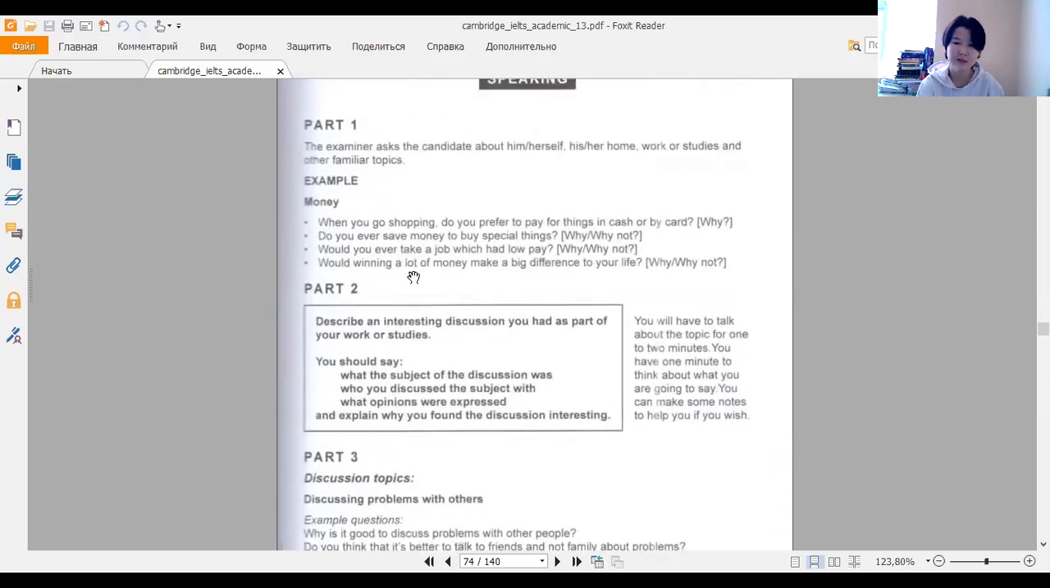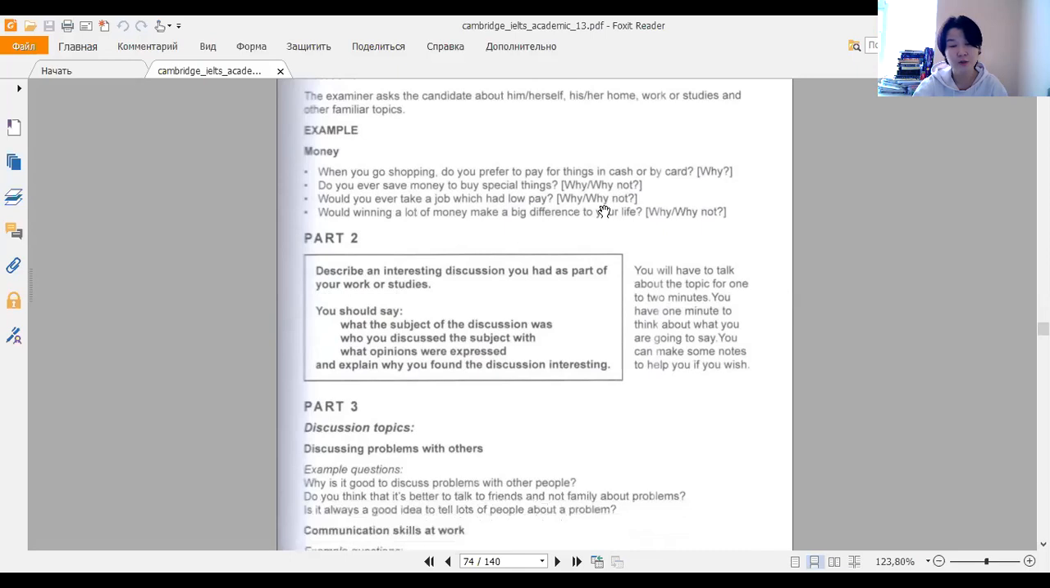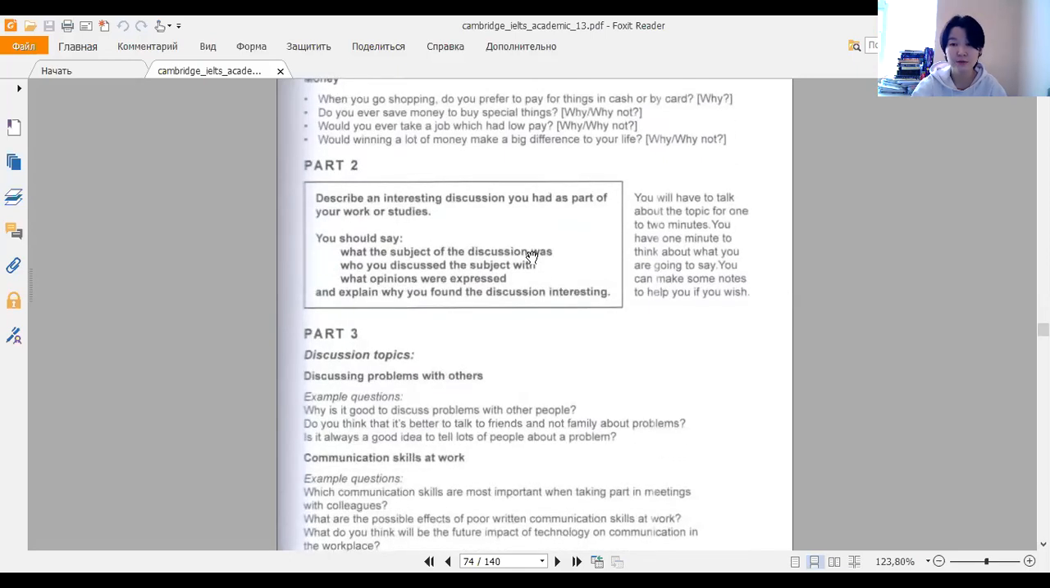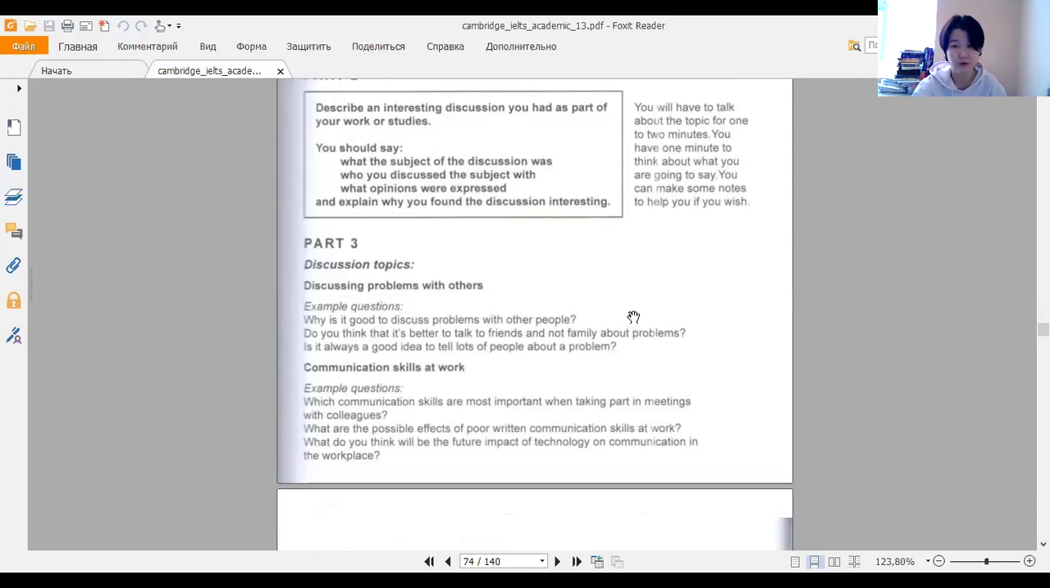While part one has simple questions like, do you ever save money to buy special things, about saving ability? Or would you ever take a job which had low pay? You see, they are personal questions. But again, in part one you don't see the question. In part two you see the question and you will be given time. And in part three, again, you don't see the questions. Just be ready for that, okay?